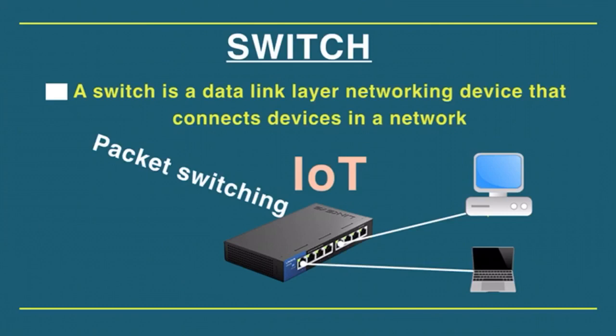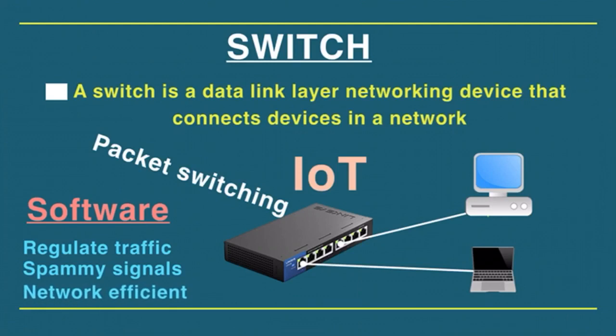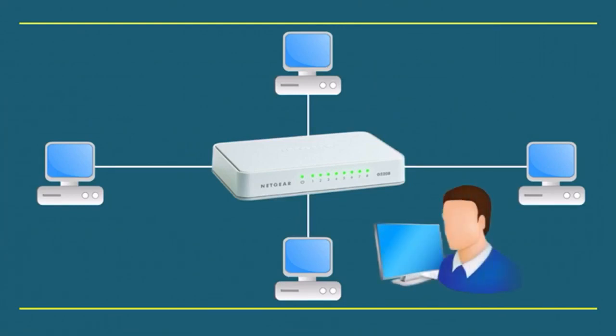Like a hub, a switch also has many ports to which computers are plugged in. Switches are active devices equipped with network software that allows the switch to regulate traffic, eliminate spammy signals, and make connected networks highly efficient. A switch is more intelligent than a hub. Intelligent features allow the administrator to turn ports off and on, or filter through specific ports.